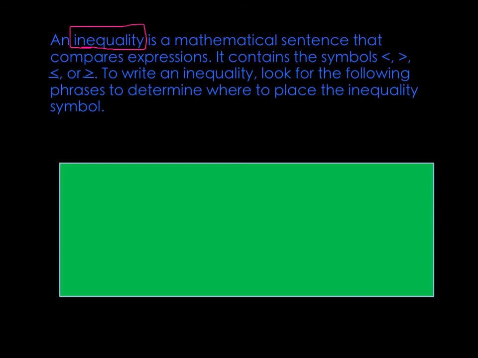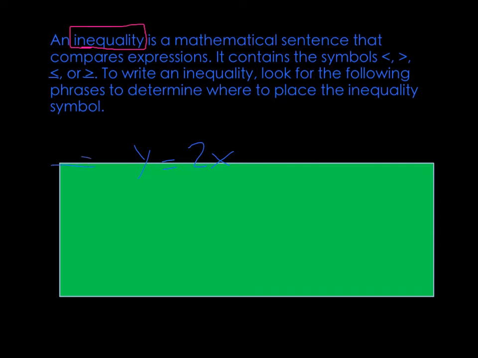And when I say equation, we get things like, if we did y equals 2x, that's an equation. Well, an inequality is a mathematical sentence that compares expressions. An equation is a mathematical sentence that compares and evaluates those expressions. So it contains the symbols less than, greater than, greater than or equal to, or less than or equal to. So to write an inequality, look for the following phrases to determine where to place the inequality symbol. I'll show you that chart or table just in a second.